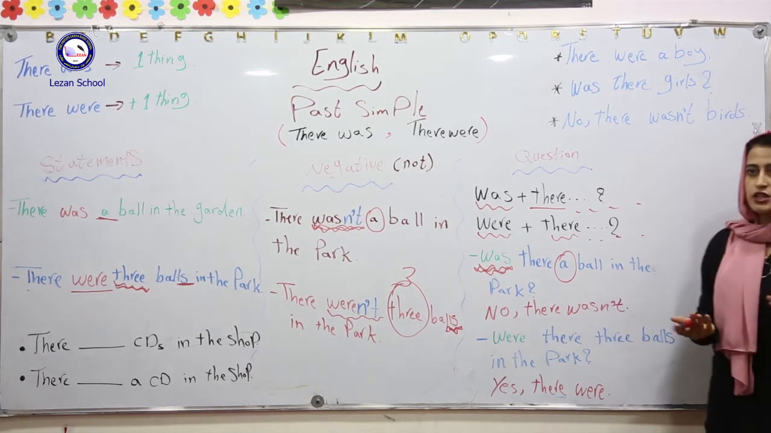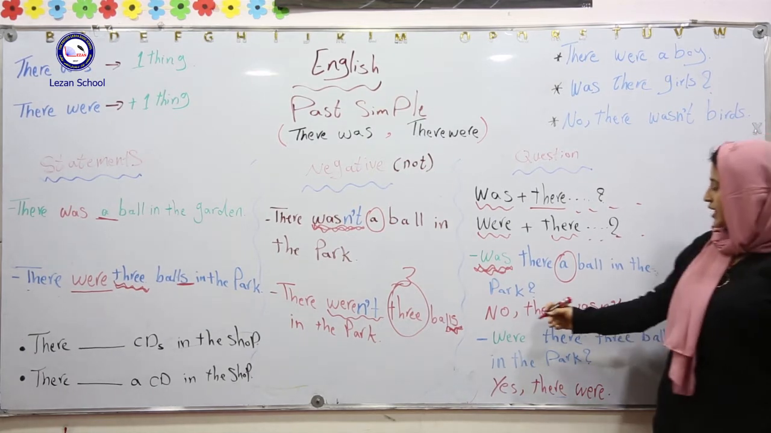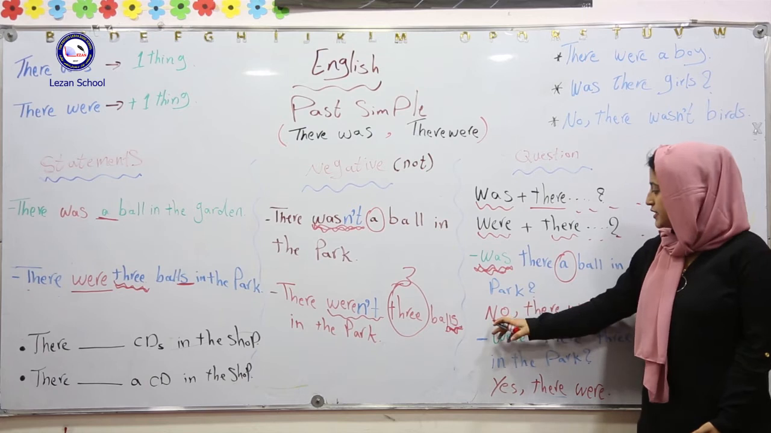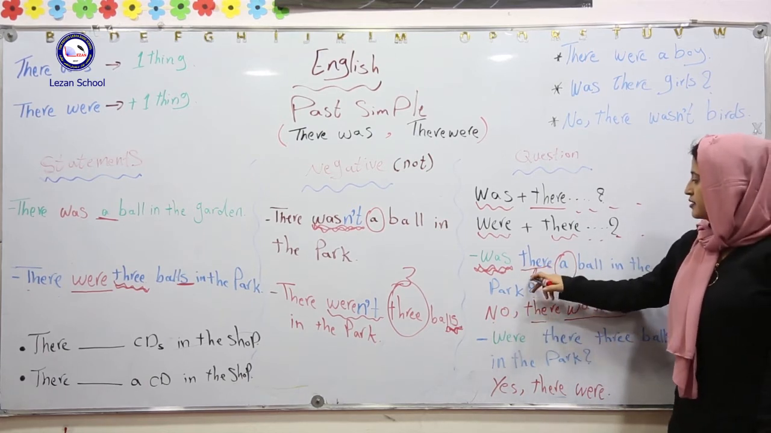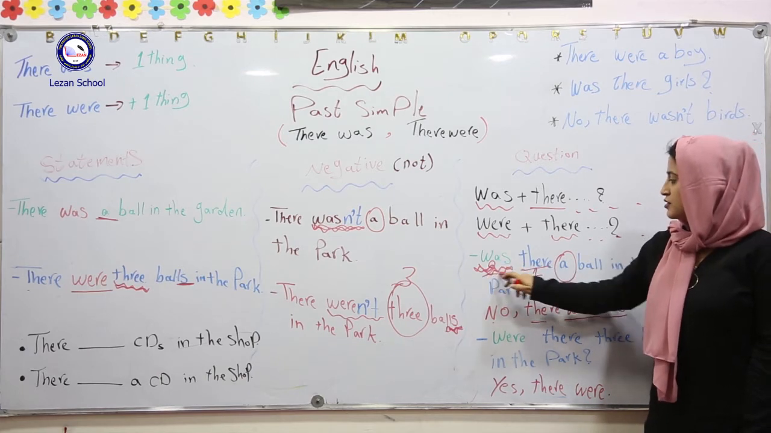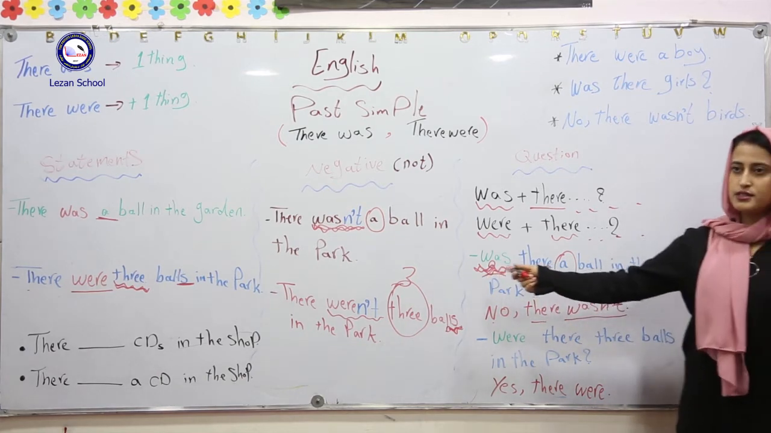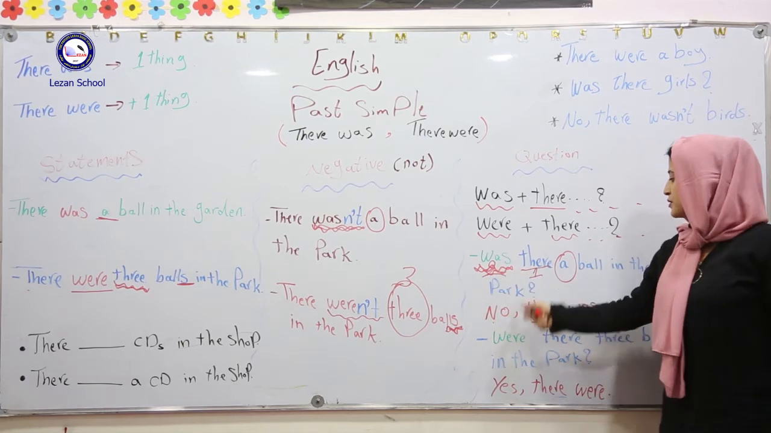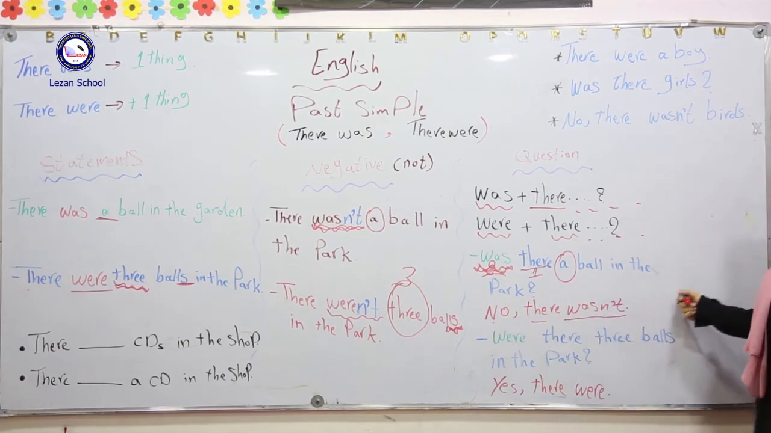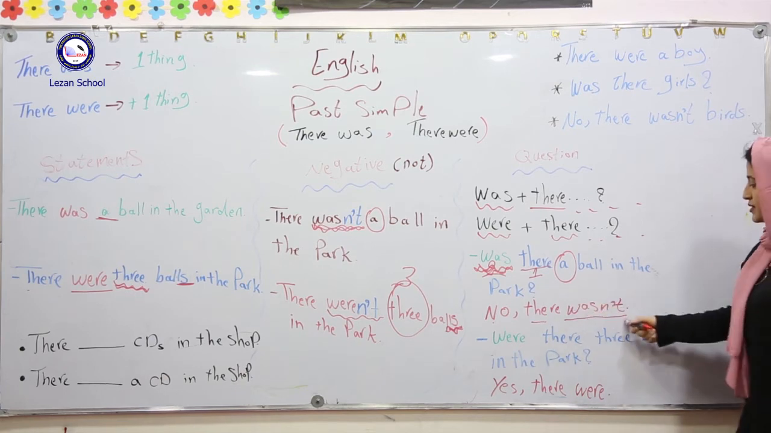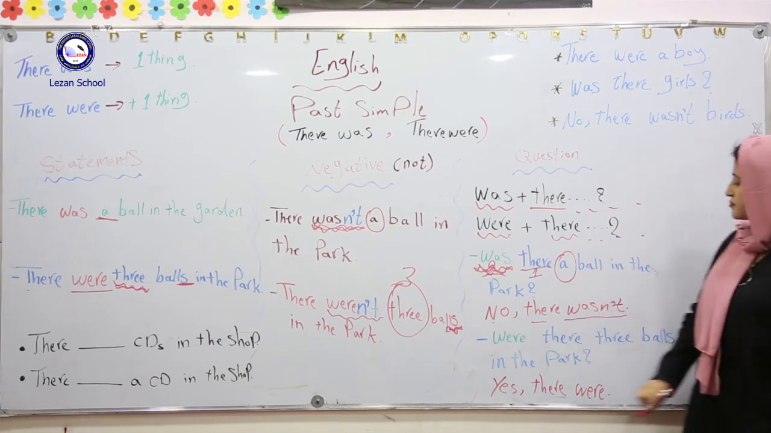If the answer is no, then we have to say no, there wasn't. Look, this is number 1 and this is number 2. No, there wasn't a ball in the park.